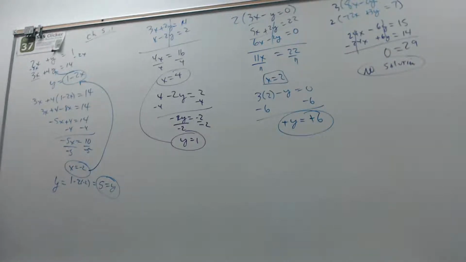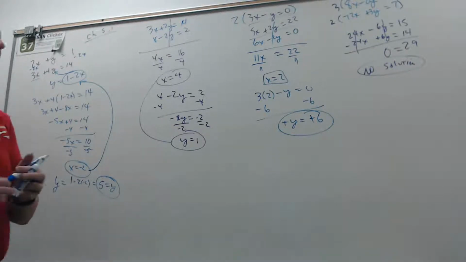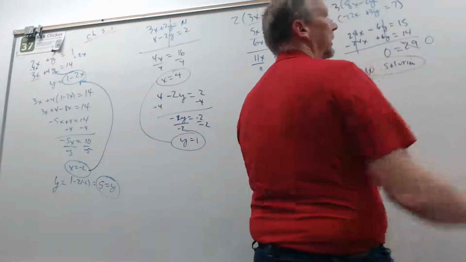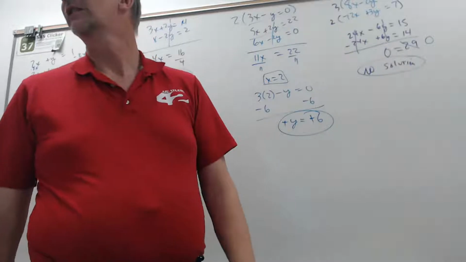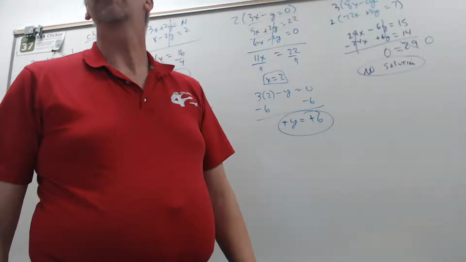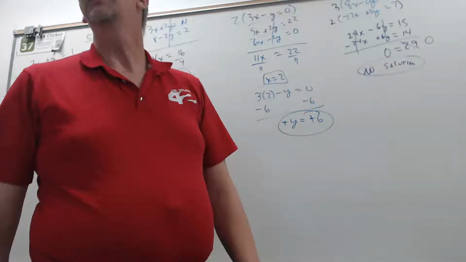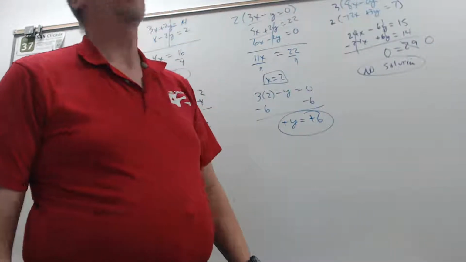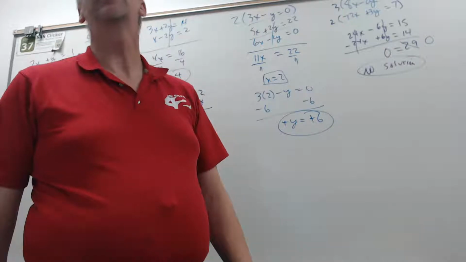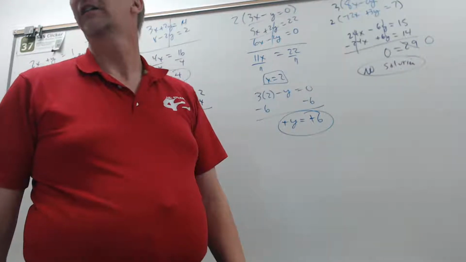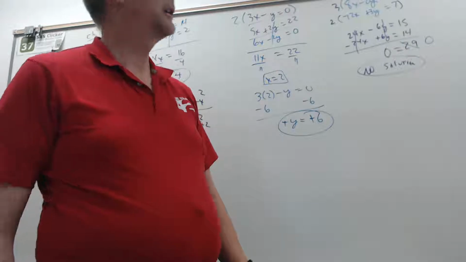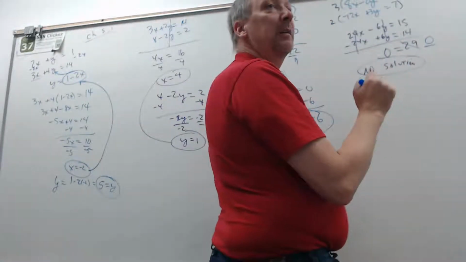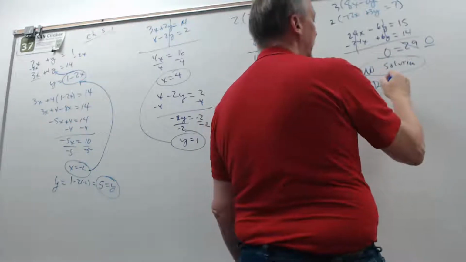Now, let me ask you a question. What if I had gotten, instead of 0 equals 29, 0 equals 0? Then we have an infinite number of solutions, right? And what would we call it? All real numbers? Well, not all real numbers. You have infinite solutions, but that doesn't mean you can just put anything in there. Okay? If I get 0 equals 0, here's what I want you to write on your paper. It's dependent.